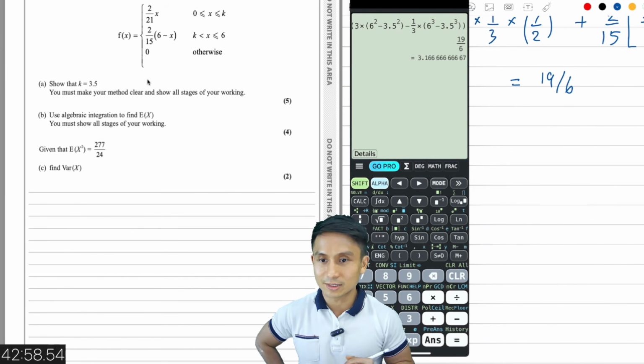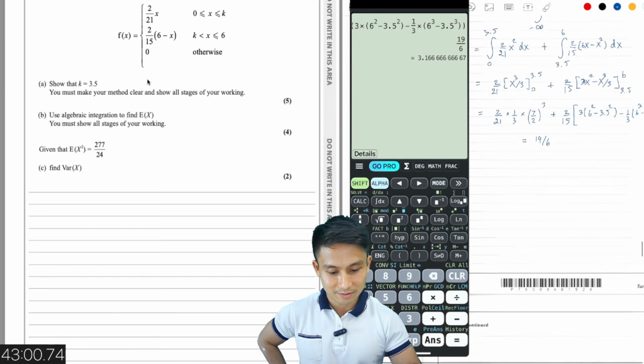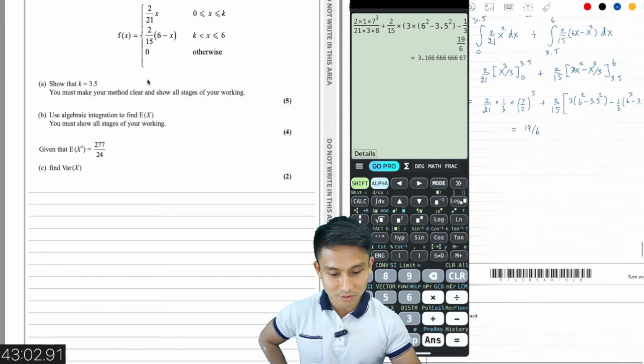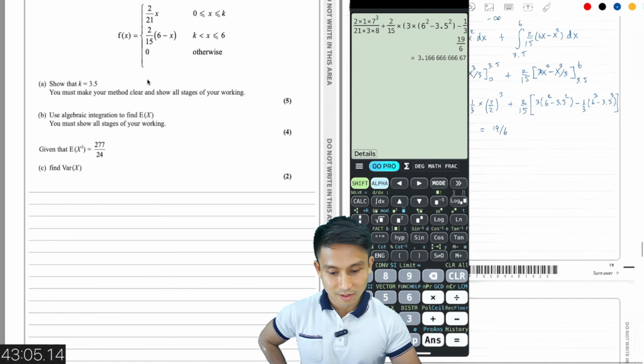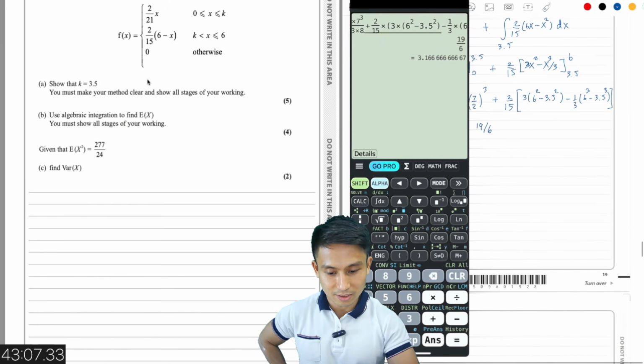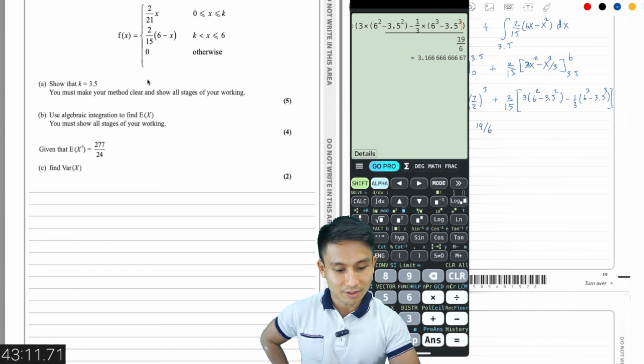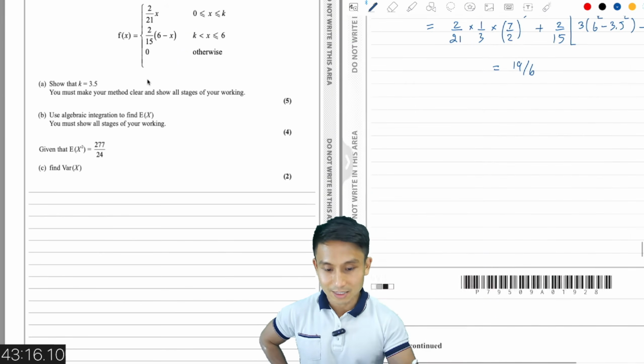Okay, so that's it. That's E of x. I hope I plugged everything in correctly. Let me double check everything. 2 over 15, and yeah, the brackets are right. Subtraction and everything are okay. Powers and everything, yep. So I'm just going to leave it at that.